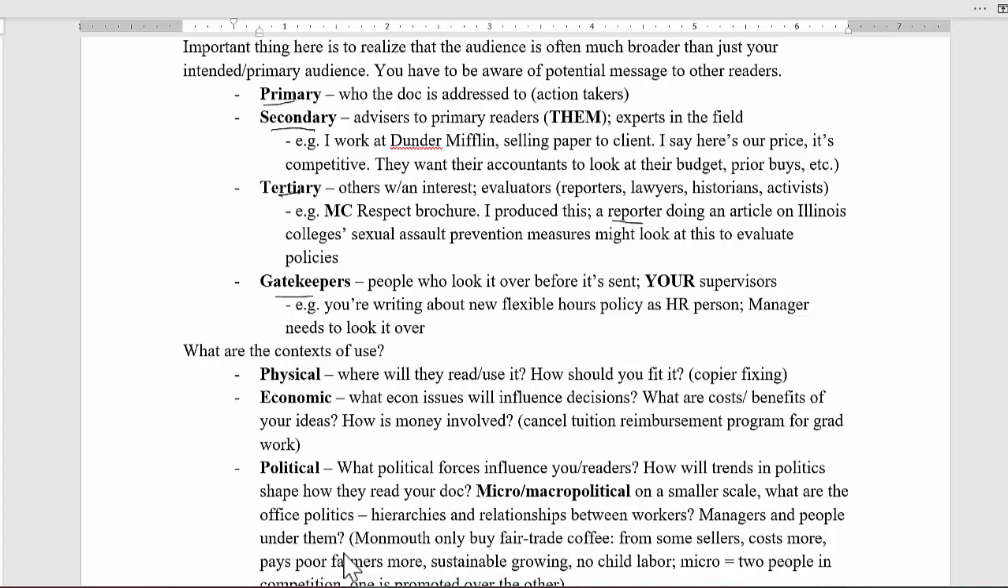There could also be gatekeepers who are readers. The gatekeeper is often somebody who is your supervisor. So these are people who will look over the document before the document is sent out. So for example, pretend you are an HR personnel person. You're writing some policy about new flexible hours. Your manager will need to look that over before you're able to send that out to the employees of your company. So you need to keep in mind not only the person that you're writing this document to, but these other people that may get their hands on the document.